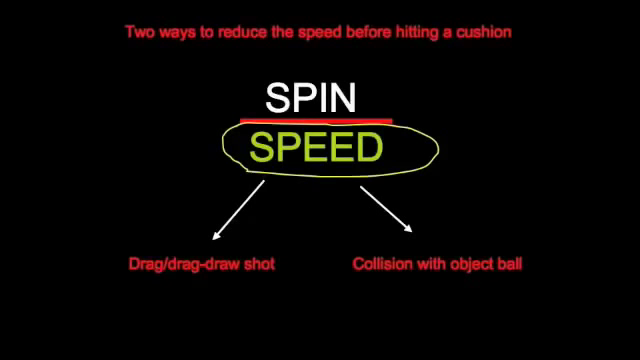There's two ways to do that. One is to hit a drag or a drag draw shot, where you hit the cue ball low, and then as the backspin is rubbing off on the way to the object ball, the cue ball is slowing down without the spin being reduced. The other is that the collision with the object ball itself takes away speed without taking away spin.